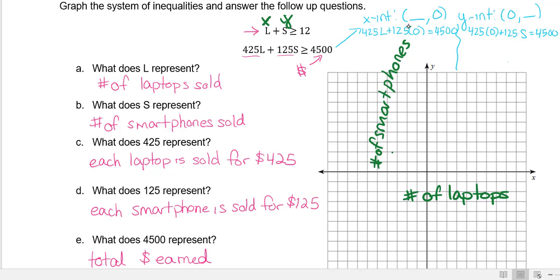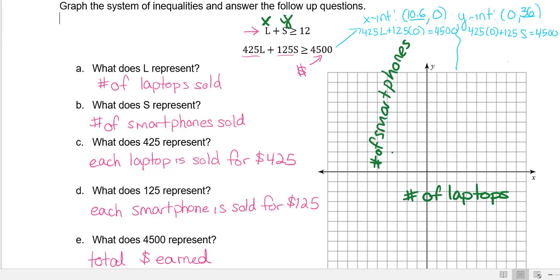So if I take a second and do a little algebra here, by plugging in my 0 first for S and then again for L, I will see that I get my x-intercept, or in this problem on the left, L will equal about 10.6. I know it's a weird decimal. We get 10.588. I'm just rounding. And I get my y-intercept here when I divide by 125. That one's a little bit better. I get 36. Okay. So those are going to be the biggest values.